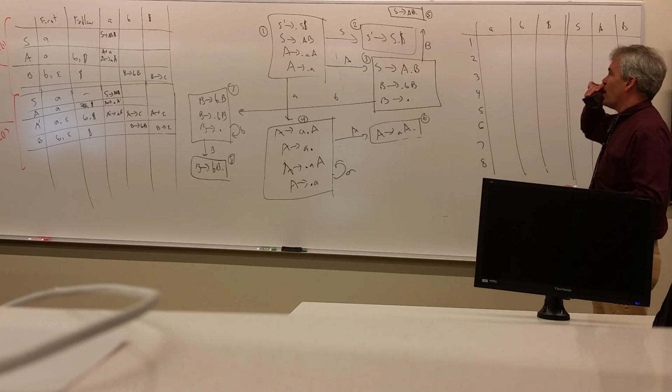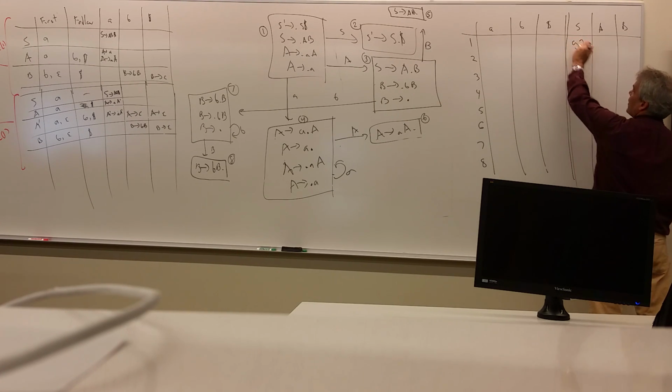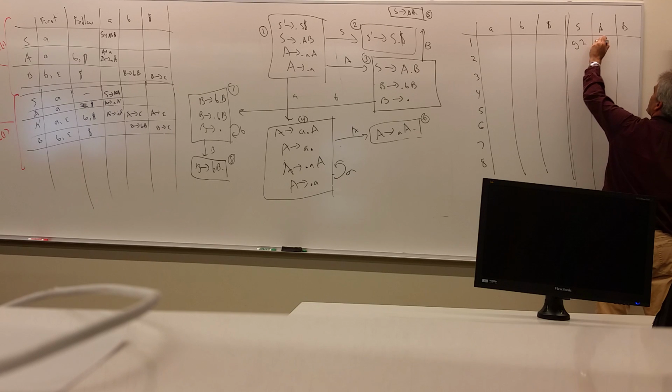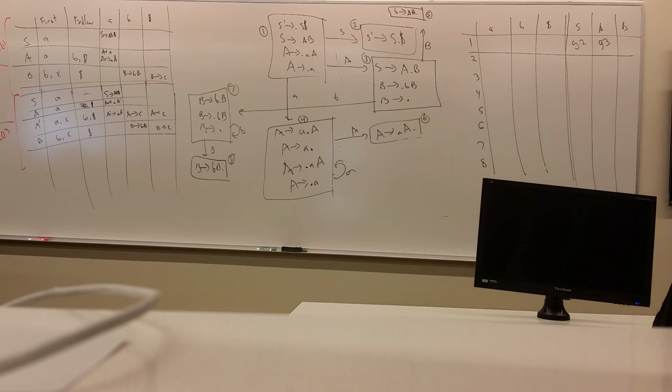So now let's take a look here. 1 and an S, we go to 2. That's easy. And an A, we go to 3. That one's easy. And a lowercase a, we shift into 4.